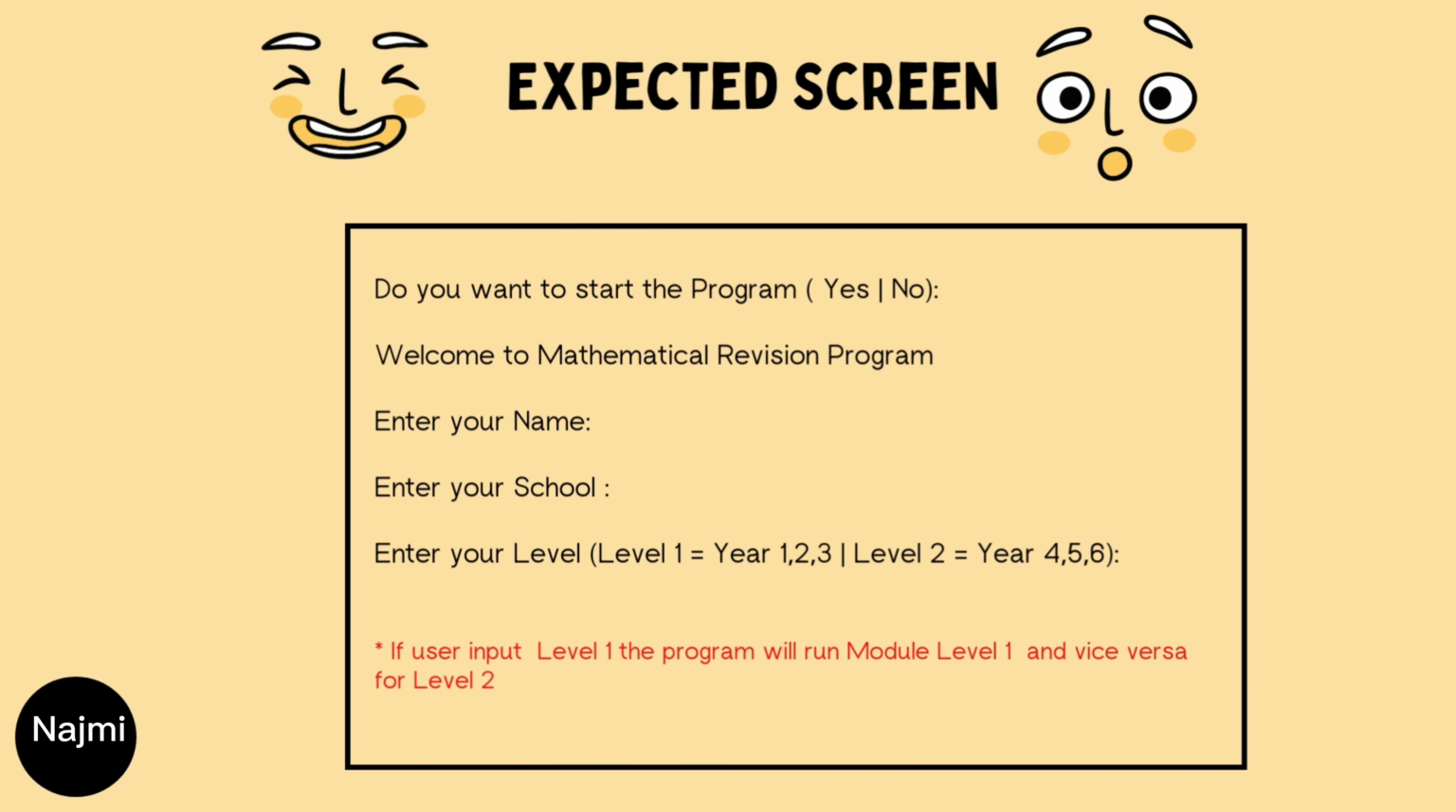So, based on the pseudocode and the flowchart for the program, this is the expected screen that will be shown. The program name will be shown to the user and also the details of the username and their school. The user can also choose a level based on their standard and a different question level will be shown, and they need to answer all the questions.